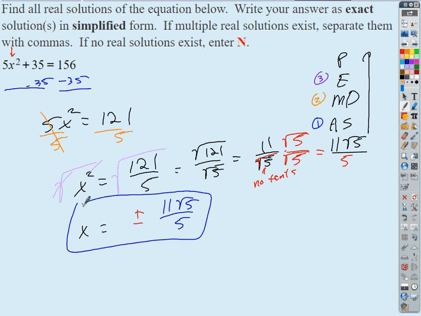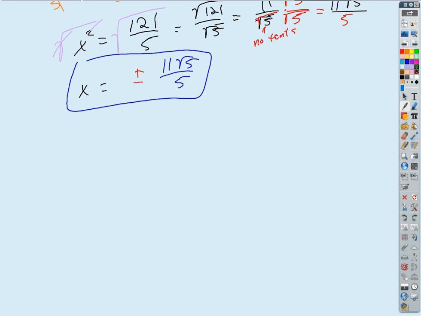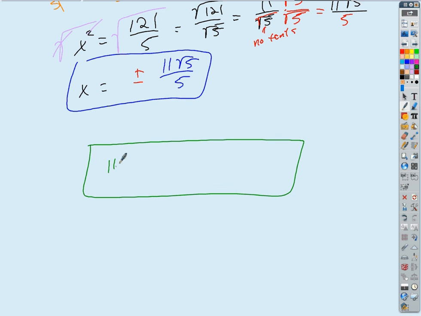Now, in Moodle, remember that, and here's a common mistake people make on these, they forget the plus or minus. In Moodle, it says separate all your answers with a comma, right? So we would do 11 radical 5 over 5, comma, negative 11 radical 5 over 5. Okay? All right, last one.